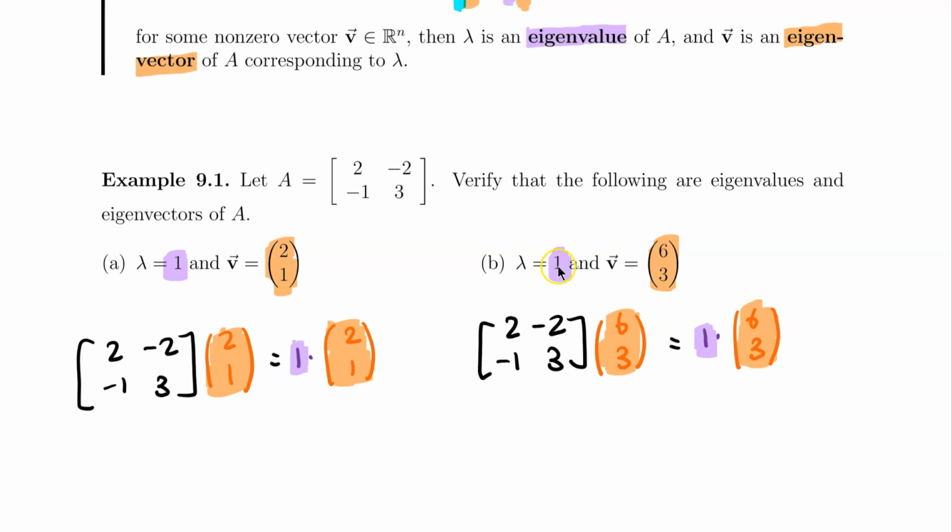Notice though that this is the same eigenvalue that we have from earlier, and in fact, the vector 6, 3 is just 3 times the vector 2, 1 from earlier. So in a way, there are many eigenvectors that correspond to an eigenvalue. However, most of the time, they are just scales of each other. Or we can say that the eigenvectors of this matrix corresponding to the eigenvalue 1 are just vectors from the span of 2, 1.